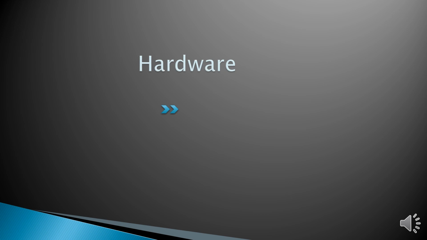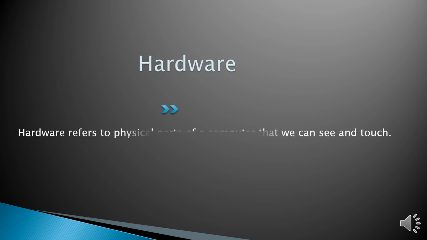Hardware. Hardware refers to the physical parts of a computer that can be seen and touched. It means whatever portion of the system we can see, that part is called hardware. For example, we can see the monitor, keyboard, mouse, CPU, and speakers. All these parts are hardware.